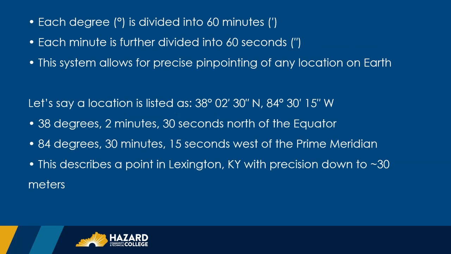Each degree is divided into 60 minutes. Each minute is further divided into 60 seconds. This system allows for precise pinpointing of any location on Earth. Let's say a location is listed at 38 degrees, 2 minutes, 30 seconds north of the equator. It would look like that first line in the second paragraph, by 84 degrees, 30 minutes, 15 seconds west of the prime meridian. This describes a point in Lexington, Kentucky, with precision down to 30 meters.